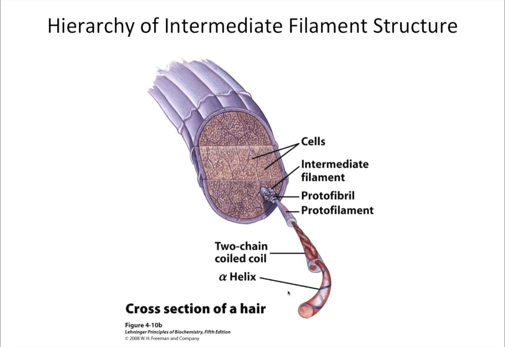And then what's shown is where the alpha helix is present. Notice that you start with the alpha helix, then you have the coiled-coil, the protofilament, the protofibril, and then the intermediate filament. Intermediate filaments are embedded into an amorphous matrix in the structure of the hair. Keep in mind that the alpha keratin structure, or the intermediate filament in total, is located in cortical cells, so it's in the cortex. You do not find these in the cuticle cells.